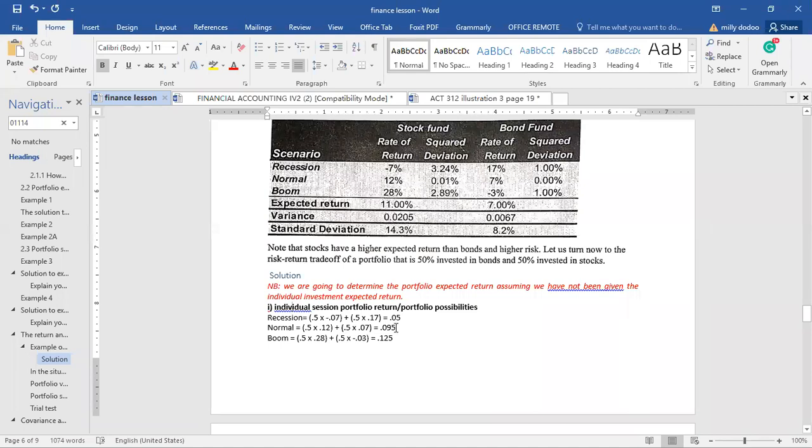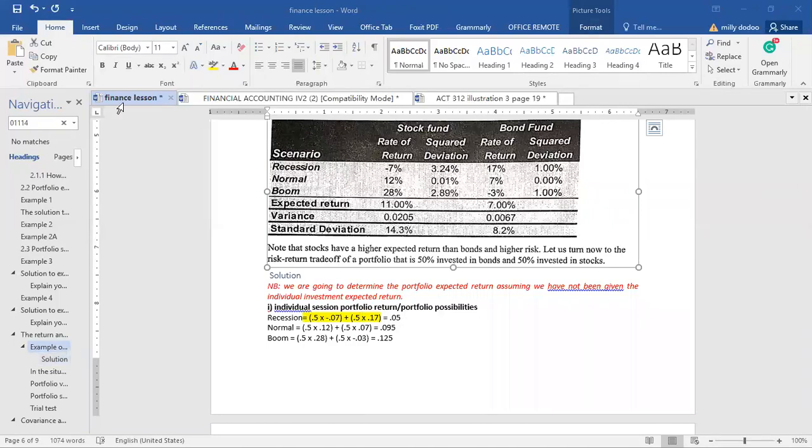So how then do we determine the individual investment possibilities? We said the weight of one, which is the 50%, multiplied by the first return, negative 7% here, plus the second 50% multiplied by the 17% over here. So when you do those two multiplications, the answer you should be getting is 5%. So we have gotten the first possible return for the first section.